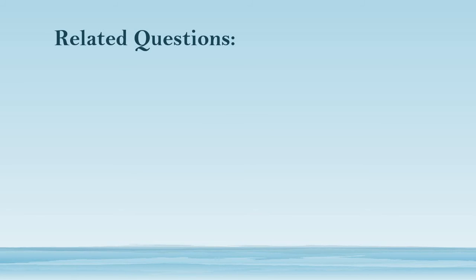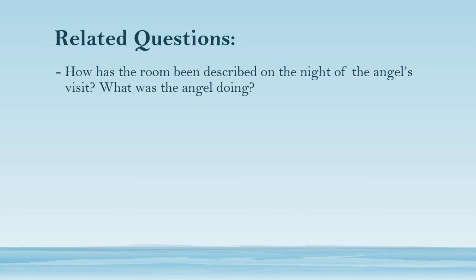So we have some related questions that I would like to share with you. So, how has the room been described on the night of the angel's visit? I mean, the first visit, and what was the angel doing? Very simple. You compare with the moonlight, you compare with Lily, and we talk about what he was doing, writing the names of all those who loved God in the Book of Gold.